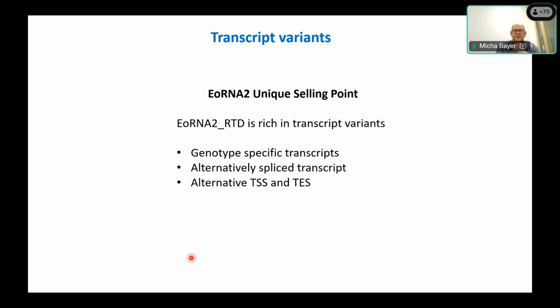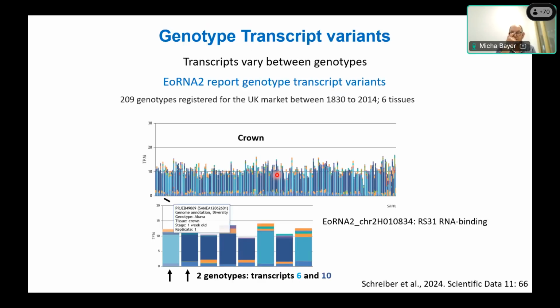These variants are the result of genotype-specific differences and transcriptional and post-transcriptional processes such as alternative splicing and also alternative transcript starts and transcript ends. So I'm going to give you a couple of examples of genotype-specific transcripts and alternatively spliced transcripts. That doesn't mean to say transcript starts and ends are not important, but the consequences of these are very similar to some of the things that you'll find in alternative splicing. So first of all, the genotype transcript variants.